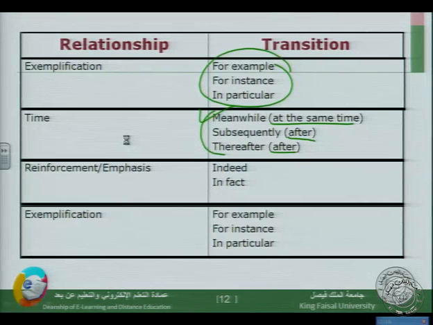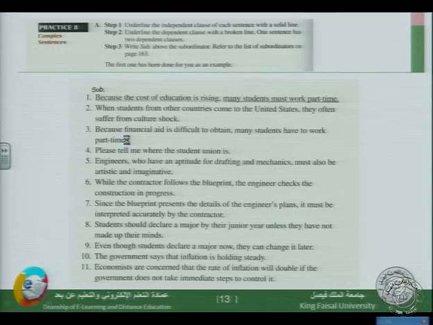Okay. Right here it says: underline the independent clause for each sentence with a solid line, underline the dependent clause with a broken line, and let us now do together, and write the subject above the subordinator. Refer to the list of subordinators on page 163. This is in your textbook.